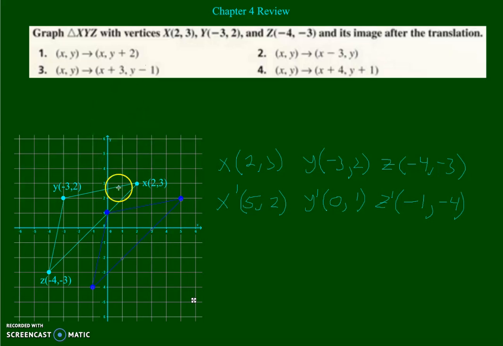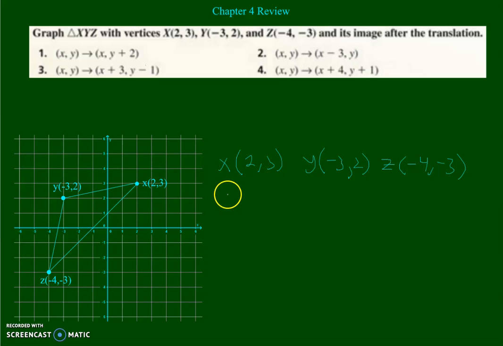And so we've moved over 3 units, 1, 2, 3, and down 1 for each one of these points. In problem number 4, our transformation is (x, y) goes to (x + 4, y + 1). So here we have a translation 4 units to the right and 1 unit up. So let's begin with that transformation.